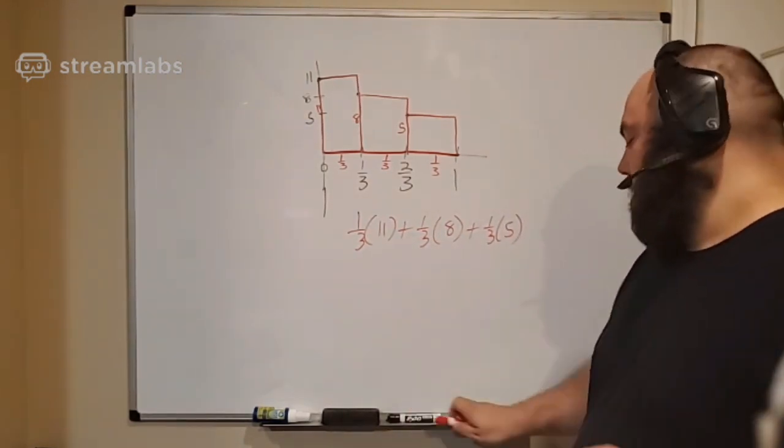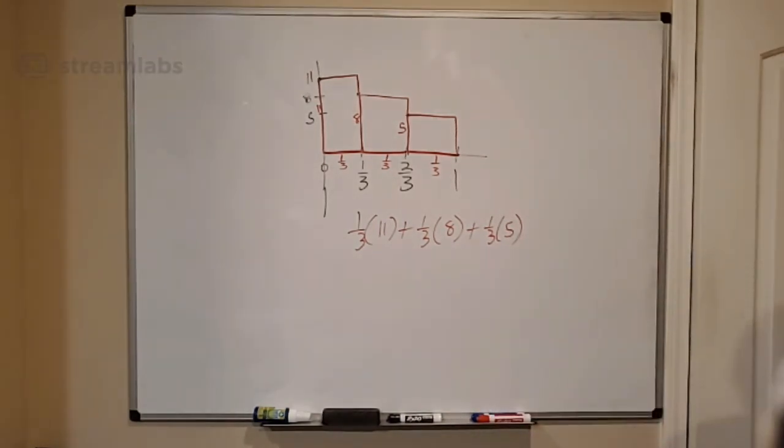Remember, Riemann sum is just a fancy terminology for rectangles. So you're just adding up a bunch of rectangles. And because we're using the left Riemann sum, that's why we use the left points. If they'd asked us for a right Riemann sum, we would have used the right endpoints.